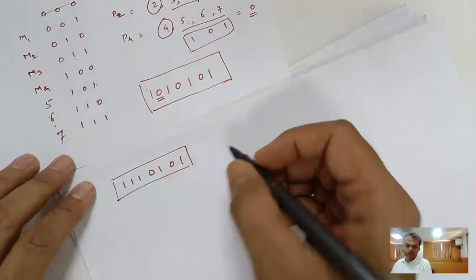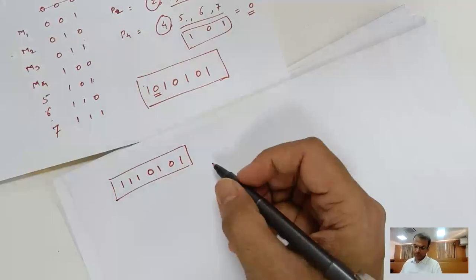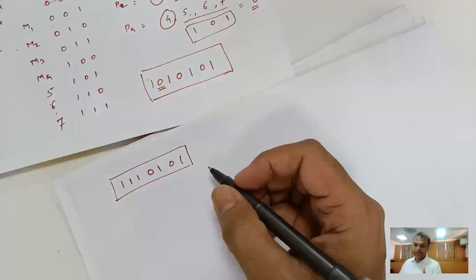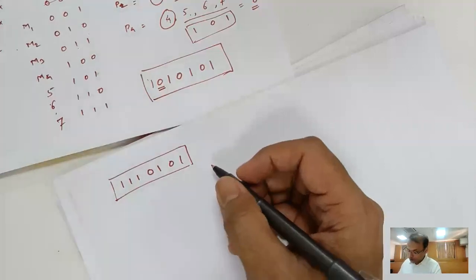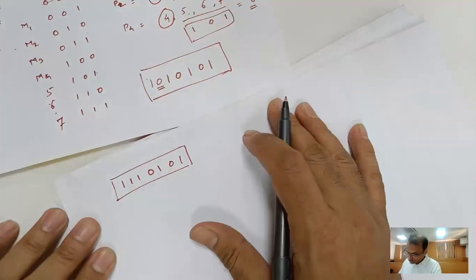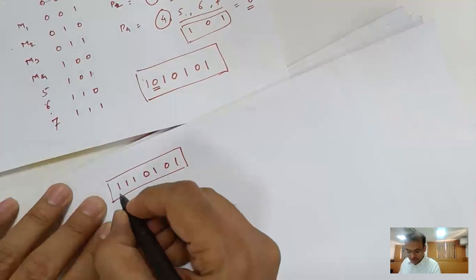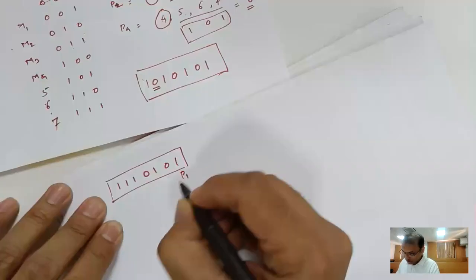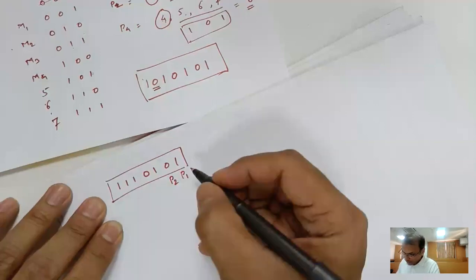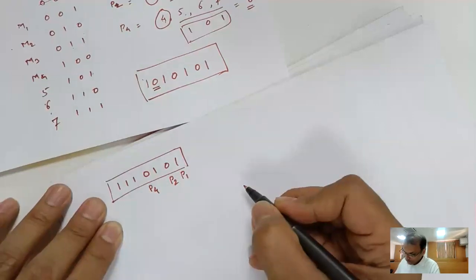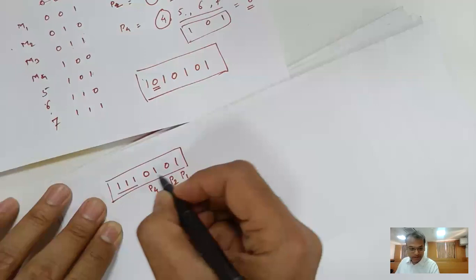Okay. Now you have to check. A receiver will check whether the data received is correctly received or there is some error. Now we'll check that error. Out of these, which are the data bits? Find out first which are the parity bits. This is parity bit P1. This is parity bit P2 and P4. These are the parity bits. And all other bits are data bits.